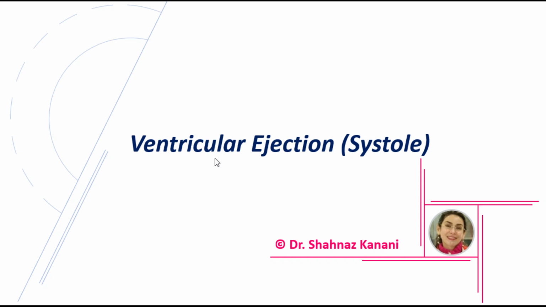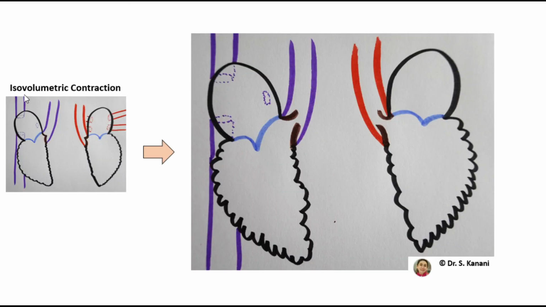The name ventricular ejection tells us that this is the phase that ventricles eject blood, pump blood out into the arteries. And ventricles can do that by contracting their myocardium. So right after isovolumetric contraction, in the video about isovolumetric contraction, I explained this is the phase that ventricular walls contract, and to prevent backflow of blood from ventricles into the atria, AV valves quickly close.